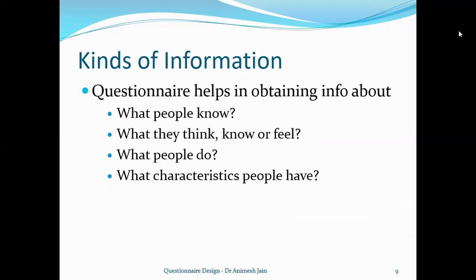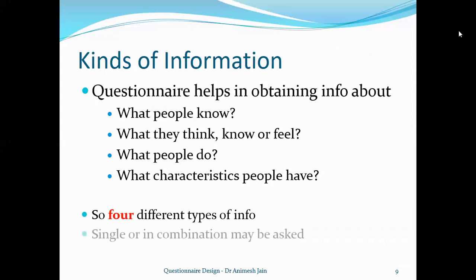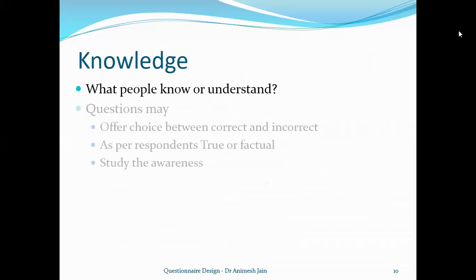Now, going by the kind of information that we can collect from a questionnaire, it helps us in getting these kinds of information. What people already know or what's their knowledge, what they think or feel, what people do, that is how do they behave, what are the practices, and what are the characteristics or what attributes do they have. So these are clubbed as 4 different types of information. You can have multiple of these combined when you design your questionnaire.